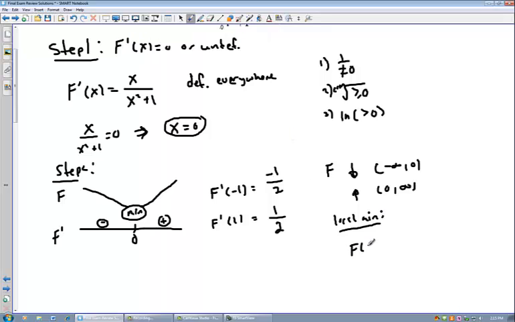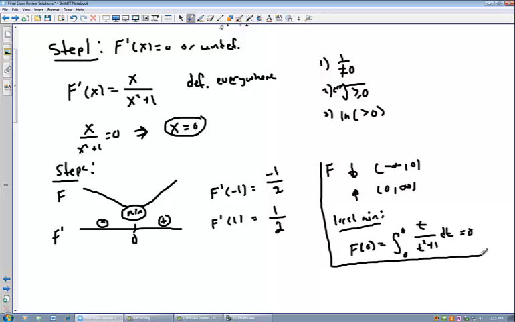at f of 0, which is equal to the integral from 0 to 0 of t divided by t squared plus 1 dt, which of course is equal to 0, because there is no area. If you go from something to the same something, there's no rectangle to be made. There's no width to your rectangle, so the answer should be 0. So there's my final conclusion for f and increasing, decreasing, local min, local maxes.